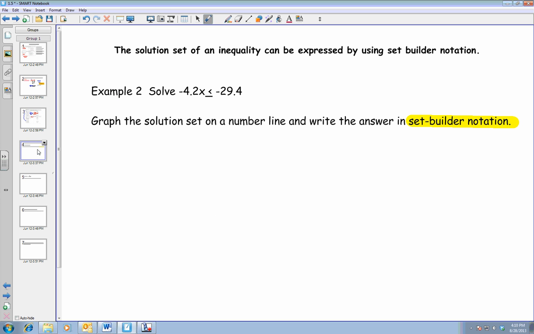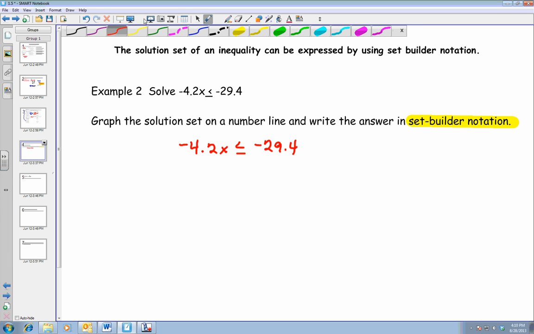So let's look at an example. One way that they might ask you to write your answers today is in set builder notation. So the solution set of an inequality can be expressed by using set builder notation, and I'm going to show you what that looks like and how you would actually read it. Let's do this example first. I'm supposed to graph the solution set on a number line and then write the answer in set builder notation. So I have negative 4.2x is less than or equal to negative 29.4.